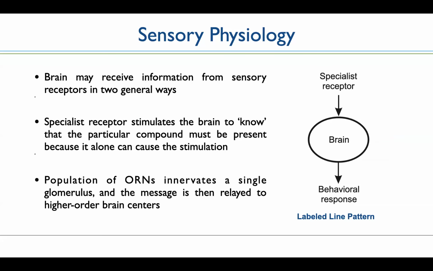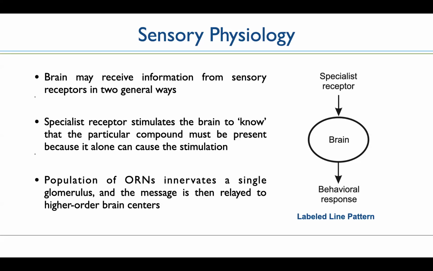So as we've been talking about, you have these specialist and generalist receptors, right? And so the brain can receive information again in these two different ways. The specialist receptor stimulates the brain to know that the particular compound is present, and just that compound alone can cause stimulation of a behavior. Okay, so this is kind of the memory phase of the olfactory and gustatory receptor system. So it's the already memory knowledge phase of the insect.